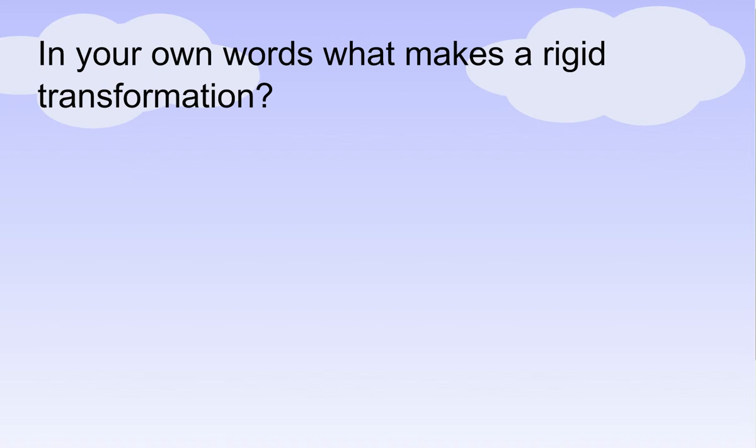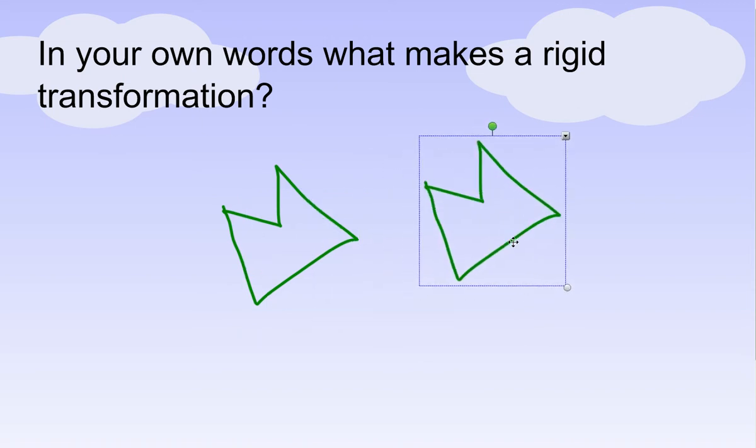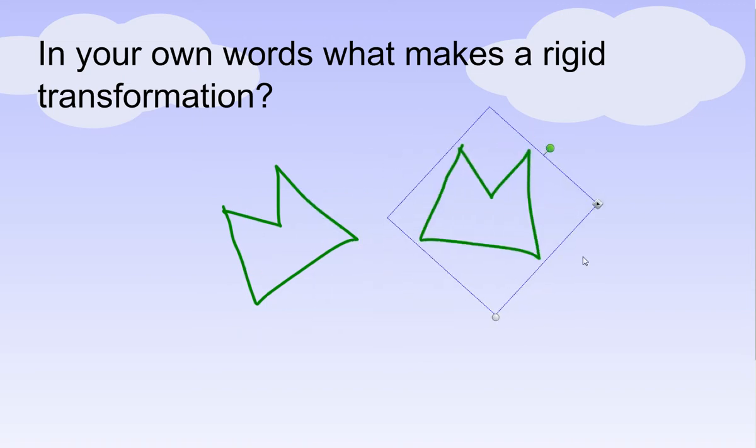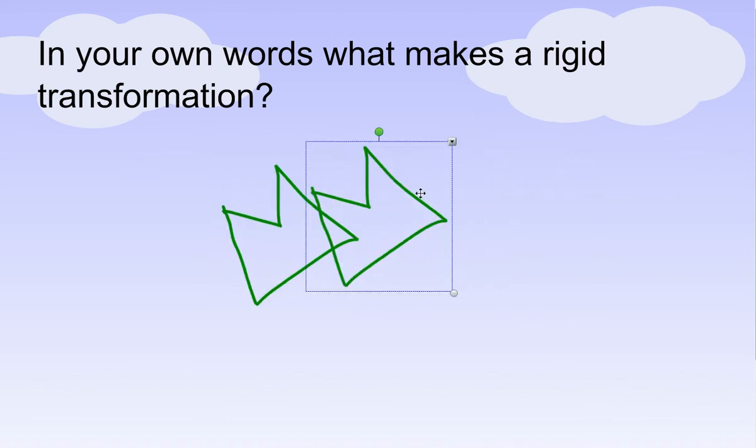In essence, the two shapes need to be like identical mirror images of each other. They just may not be in the same place or facing the same way or rotated the same way, but they're still congruent. Or if I make some funky shape here, and then I clone it, no matter what I do to this shape, if I rotate it, those two are still rigid transformations. It came from the same thing. If I place the one over top of the other, they're identical.